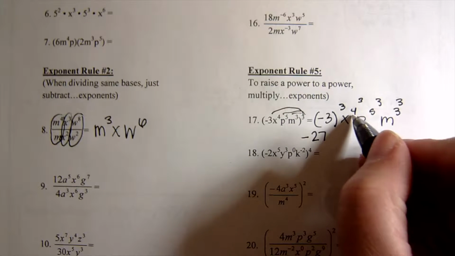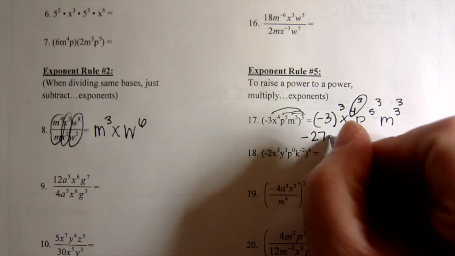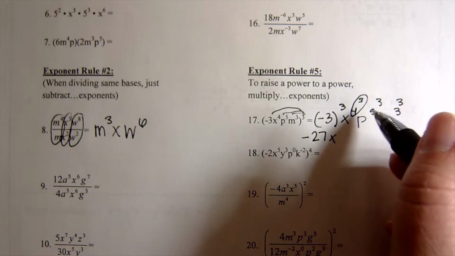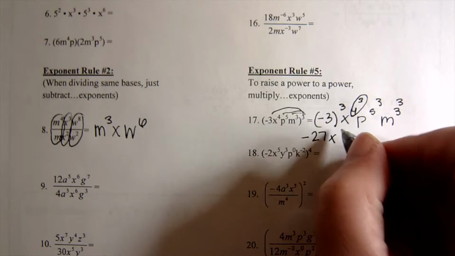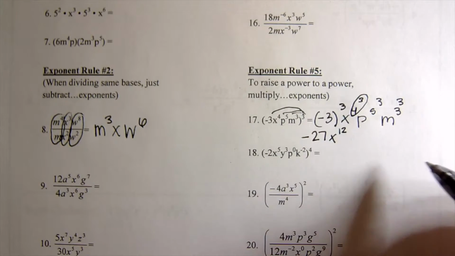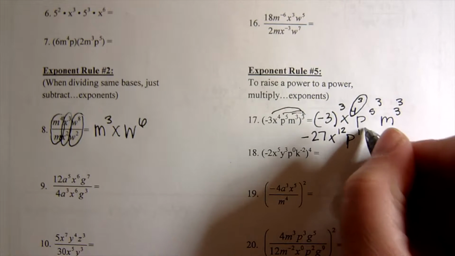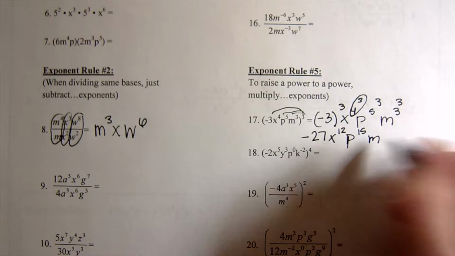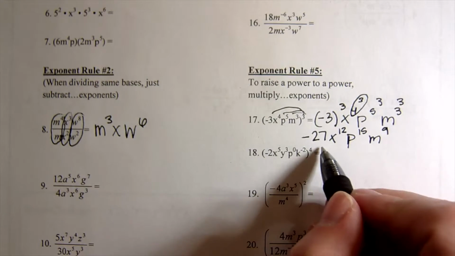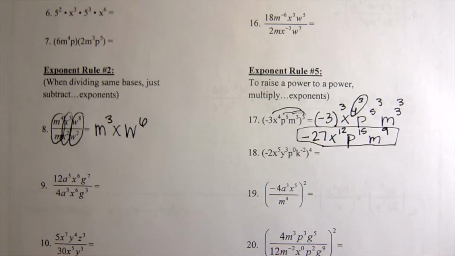X to the 4th power raised to the 3rd power. 12th power. 4th power raised to the 3rd power would be 12. You multiply. And then p to what power? 15th. And m to the 9th. So when you have a power raised to a power, make sure you are multiplying the 2 powers together. Any questions about that?